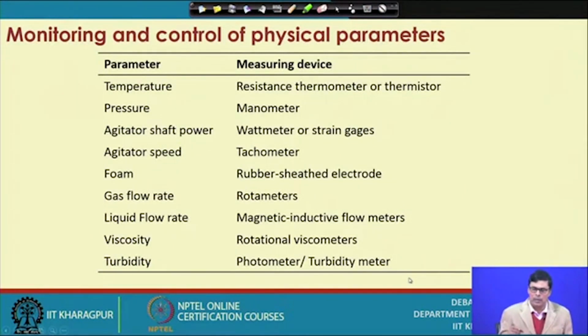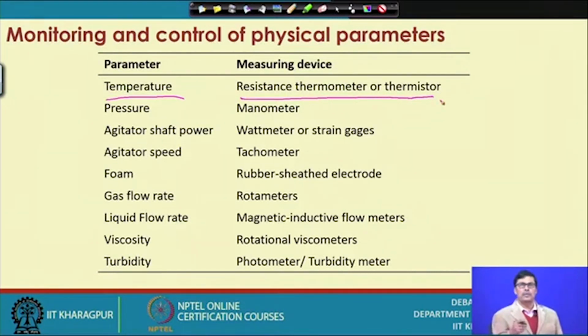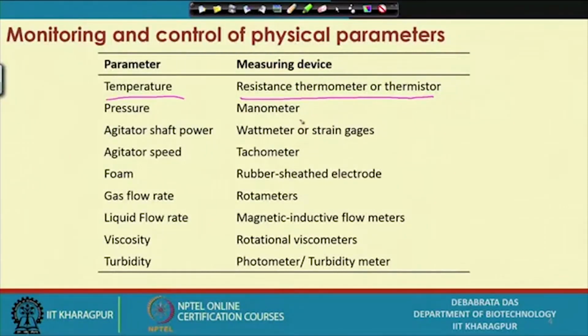Now let us see how we monitor the physical parameters, like temperature. Let's say, for example, we use the resistance thermometer or thermistor, because I told you it is basically the bimetallic. Am I right? Now we know the expansion characteristics of the metal depend on the conductivity. Am I right? So depending on this conductivity of the metals, the expansion and contraction takes place, and from that we can monitor the temperature. This is what we call resistance thermometer. But here we don't use the mercury thermometer.